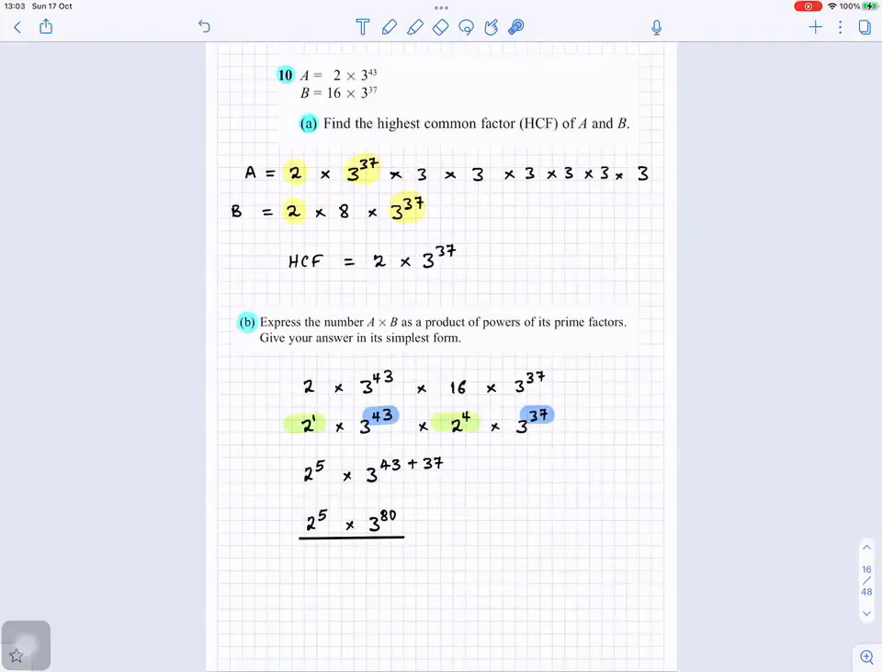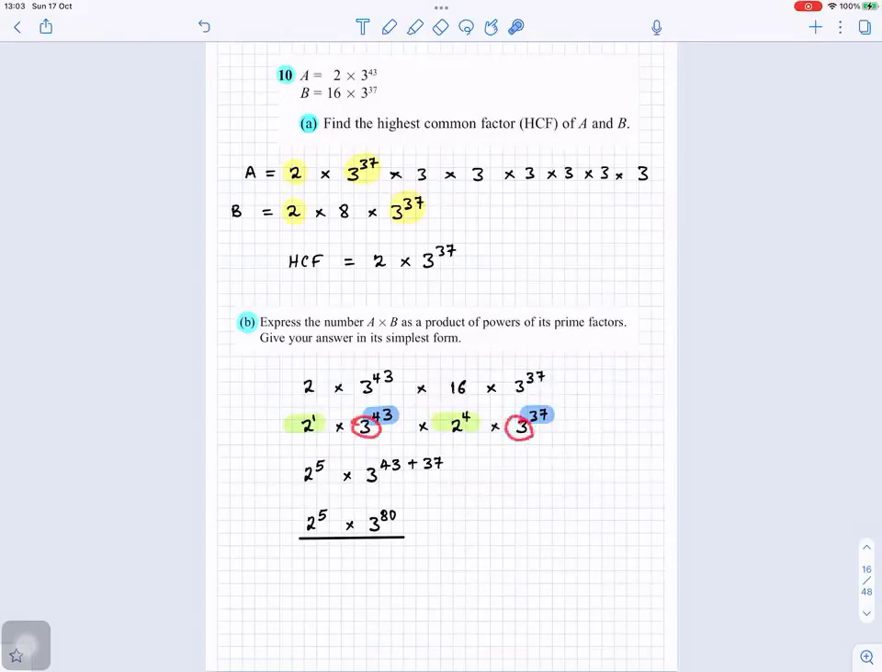Part B, express the number A times B as a product of powers of its prime factors. Give your answer in the simplest form. So 2 times 3 to the power 43 times 16 times 3 to the power 37. 16 is the same as 2 to the power 4. 2 times 2 times 2 times 2, 16. 2 is the same as 2 to the power 1. So 1 plus 4, add them up, it gives you 5, 2 to the power 5.